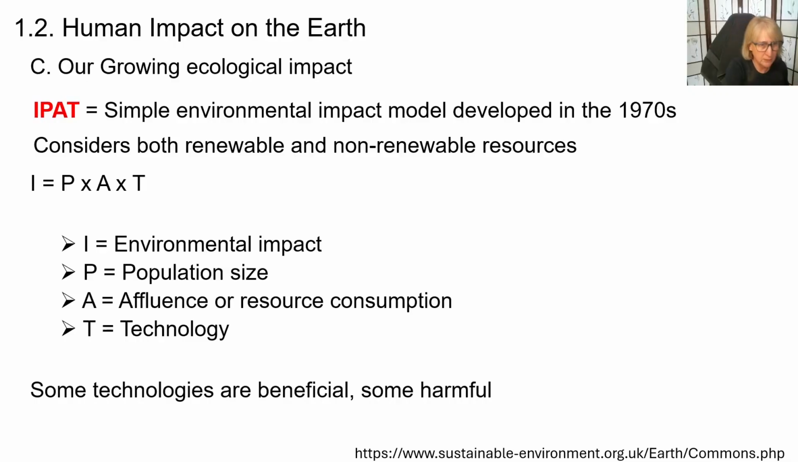Your environmental impact, this letter I, is made up of the size of your population, so as a country or a region or a state, the affluence, meaning how well people live and how many resources they consume. For us in the US, our affluence is high, our population is large compared to the size of our planet, and our technology use is very high. Technology can be used to offset some of the population size or affluence costs, because some of those technologies can be really beneficial.